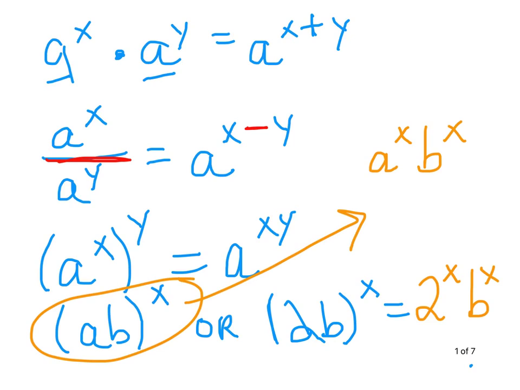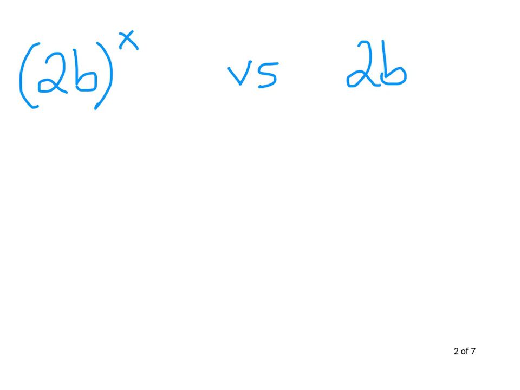Okay. Now I want to show a difference because this is commonly a mistake that I've seen with students, young students. I'm going to put in (2b) raised to the x power versus 2b without parentheses to the x power. So you see how I've written that here?